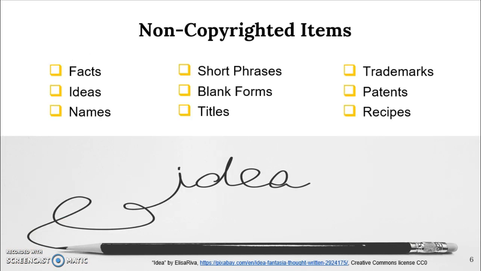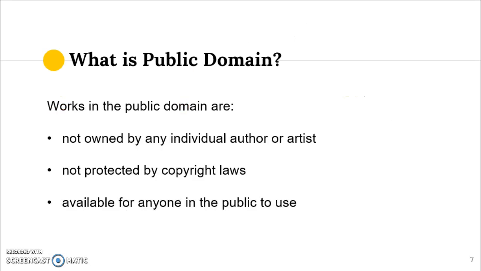This slide lists items that cannot be copyrighted due to their lack of ownership or creativity. An example of facts could be the average temperature for the day. A dictionary is not a copyrighted item because it contains facts in short phrases. Examples of blank forms include bank checks, graph paper, diaries, and address books. Names and titles are not copyright protected because they do not show individual ownership.